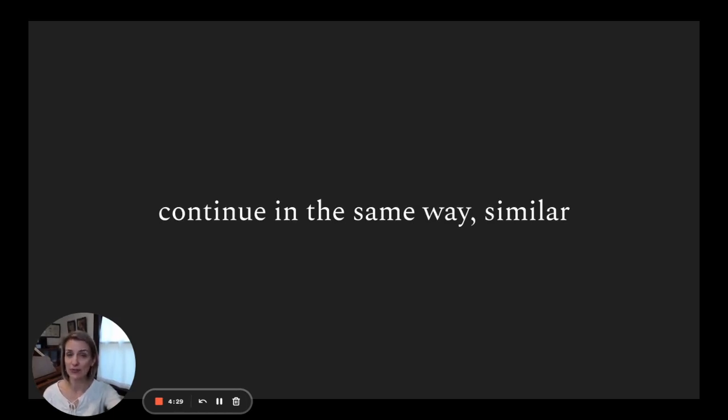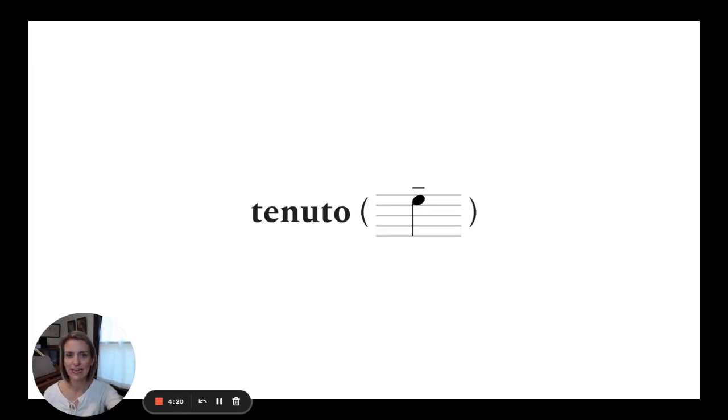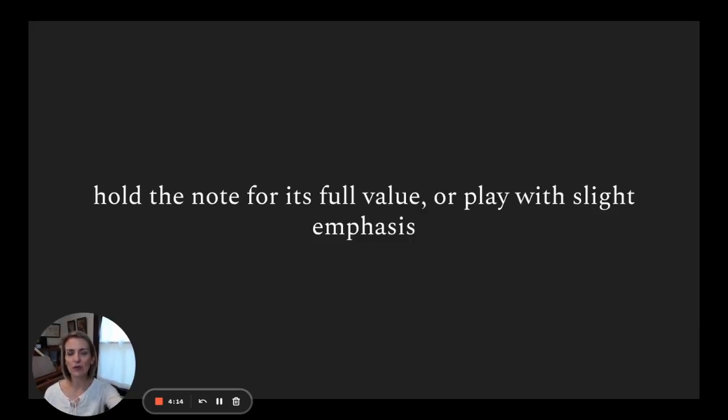You often also see this with pedal where they'll give you a few pedal markings and then they say simile, just meaning keep going with the same regular pedaling. A tenuto is that little line above or below a note head, and it means hold the note for its full value or play with a slight emphasis.